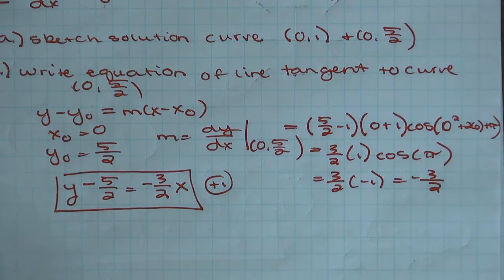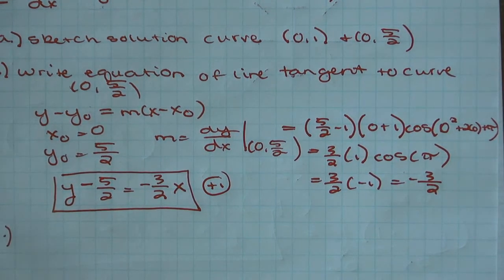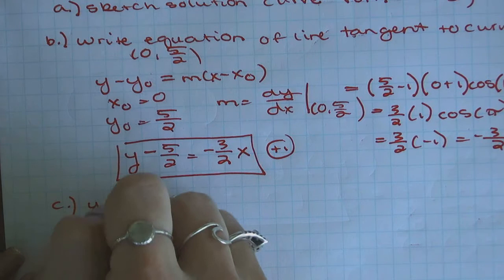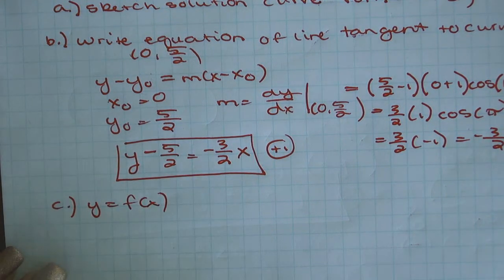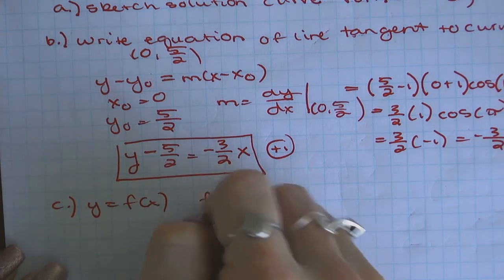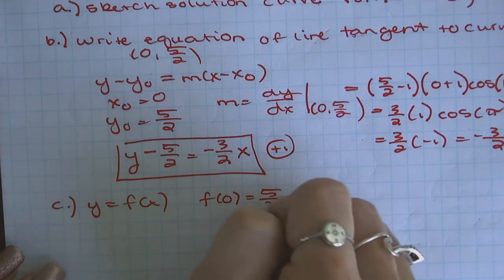That is it. All right, so most of my points then go to this bad boy, the last part, C. And it actually asks me to find my particular solution, y equals f of x, and it is going to be with the initial condition f of 0 equals 5/2.